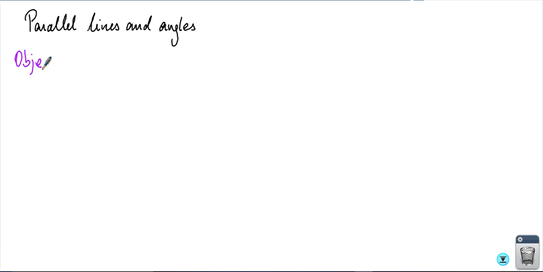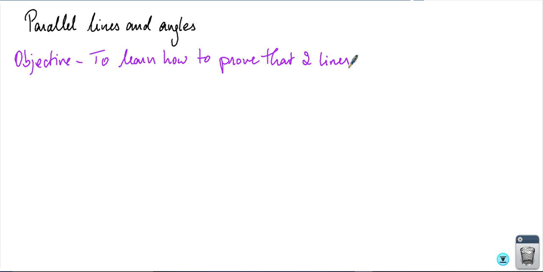Dear students, today we're going to see how to prove that we have two lines and then they are parallel. So we're going to continue on yesterday's topic, parallel lines and angles. And our objective for today is going to be to learn how to prove that two lines are parallel. Okay, so this is going to be our objective for today.